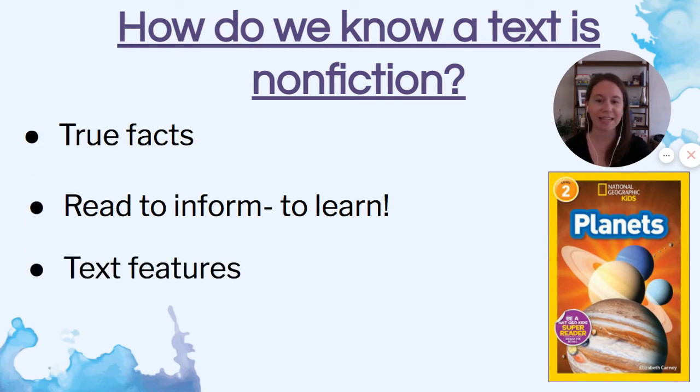Nonfiction also has text features. We'll talk more about this on Wednesday, but if you remember, text features were things like photographs, captions, headings, table of contents, and things like that. Nonfiction books also almost always use photographs. Someone takes a picture of something with the camera, and it looks like a real picture, not a drawing or an illustration.